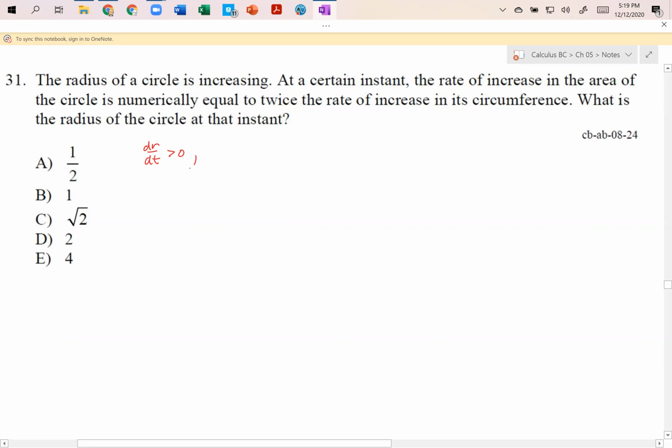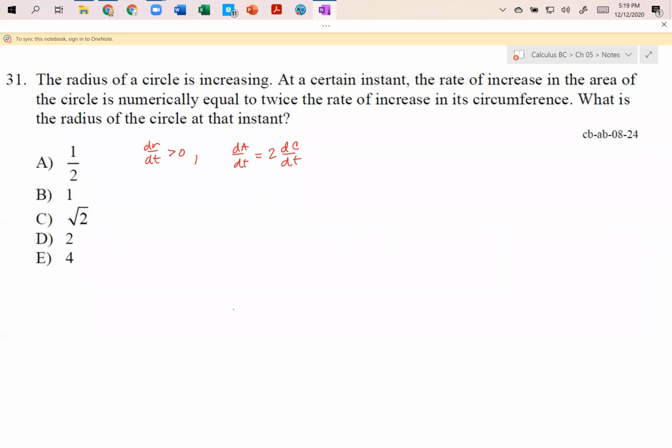All right? At a certain instance, the rate of increase in the area is numerically equal to twice the rate of increase in the circumference. And dA/dt is equal to 2 times dC/dt at some point. What is the radius of the circle at that instance? So it looks like we've got a bunch of things. We've got an area changing, circumference changing, we got radius changing.